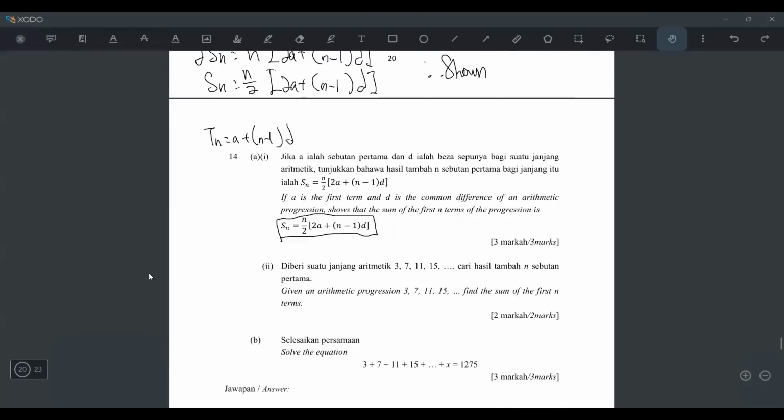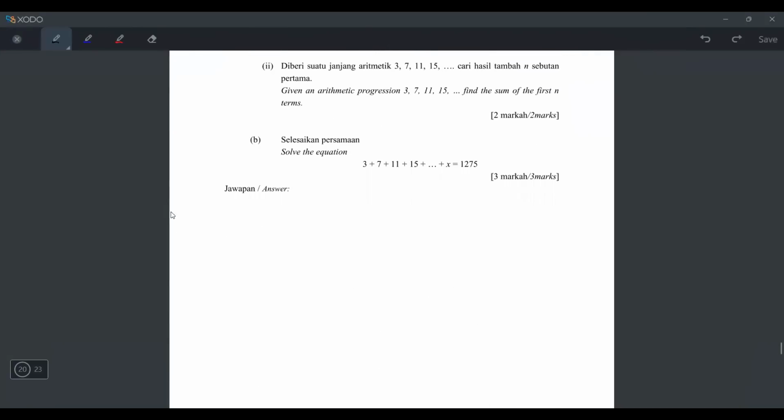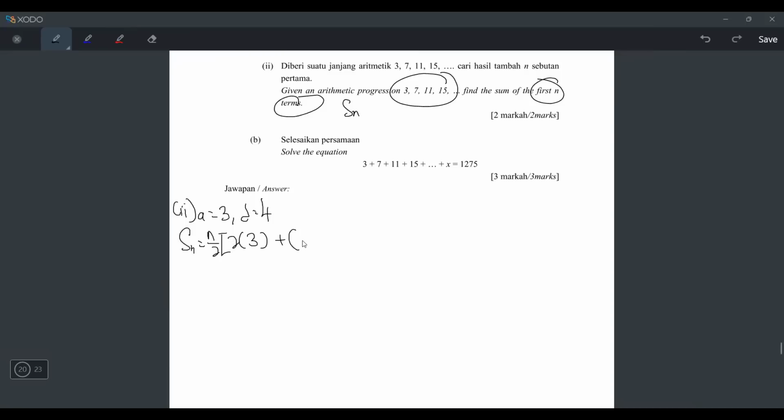Okay, so let's go to question 2. Question 2 says given an AP is this, find the sum of the first n terms, which means find the Sn. Okay, first you need to get the a and d. I don't care if they give you a progression, you have to get the a and d. So a is 3, d is 4, because 7 minus 3 is 4. But they want Sn. So how to find it? Use the formula n over 2, big bracket, 2a, which is 2 times 3, plus n minus 1. There's no number for n, right? Just write n minus 1, and then times 4. It means your answer will be in terms of n.